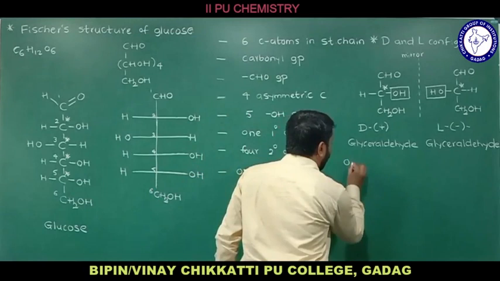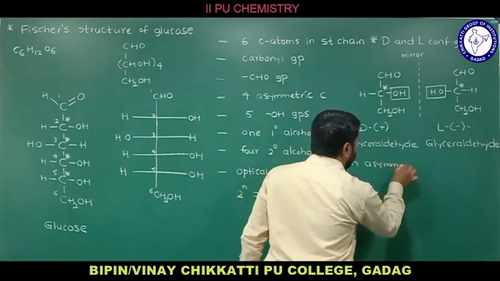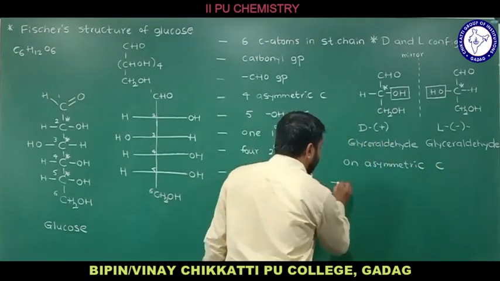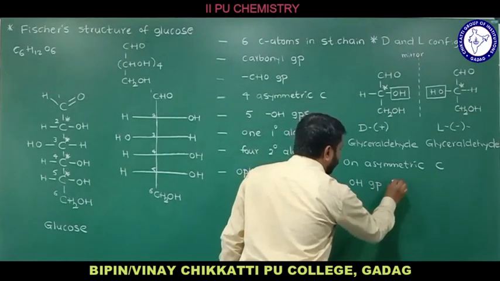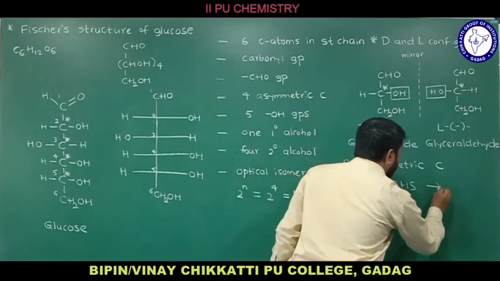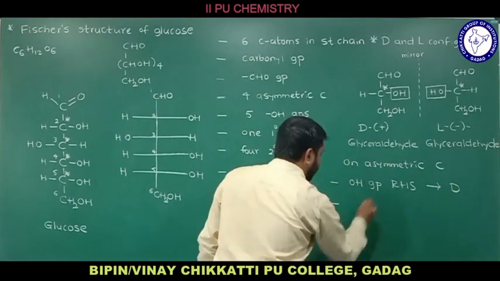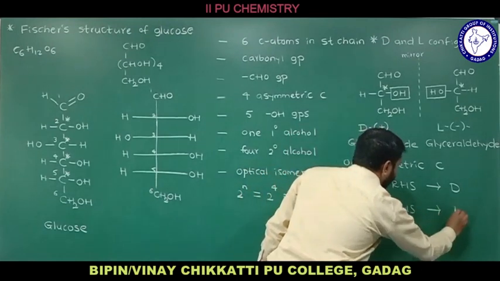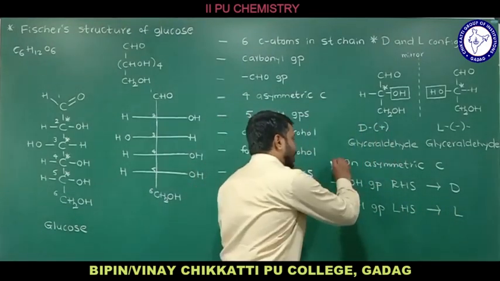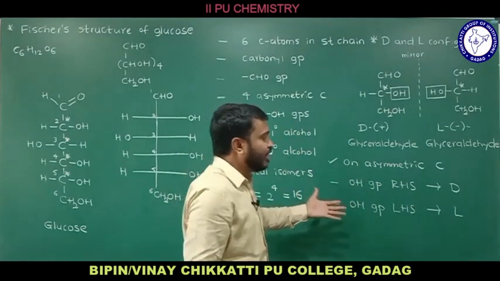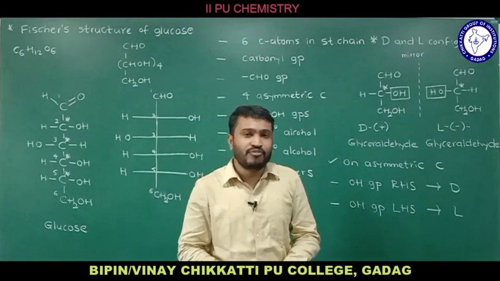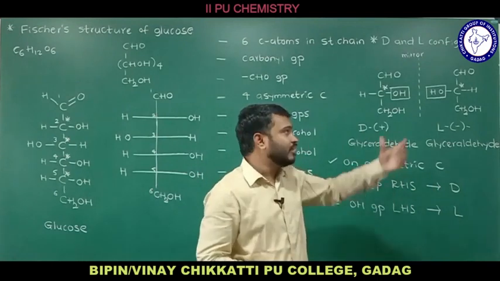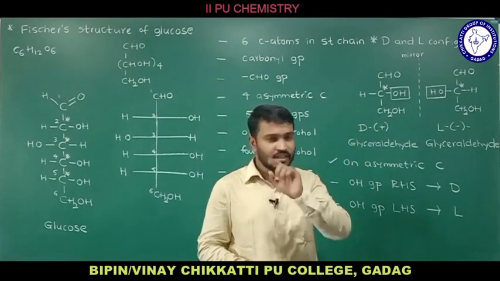And try to know that one on asymmetric carbon. This is the very important thing. You need to check the asymmetric carbon. On asymmetric carbon, if the OH group is on the right hand side, that configuration is D. On asymmetric carbon, if the OH group is on the left hand side, that configuration we call L. And remember, you have to check the asymmetric carbon, then we are going to get whether it is D configuration or L configuration. This is the explanation of D and L configuration by considering the example glyceraldehyde.